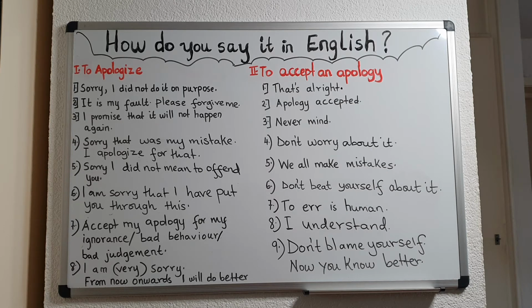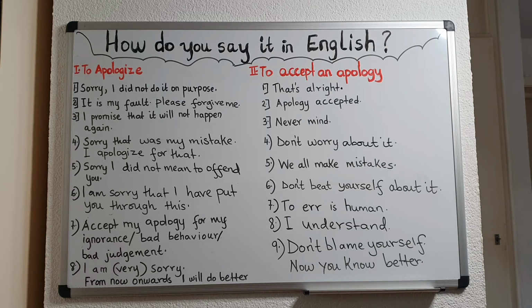Then the last one there is accept my apology for my bad judgment. Bad judgment means that you accept that you judged something wrongly. Okay? You made a bad choice. You made a bad judgment. You did not think through it in the right manner. You judged it the wrong way.